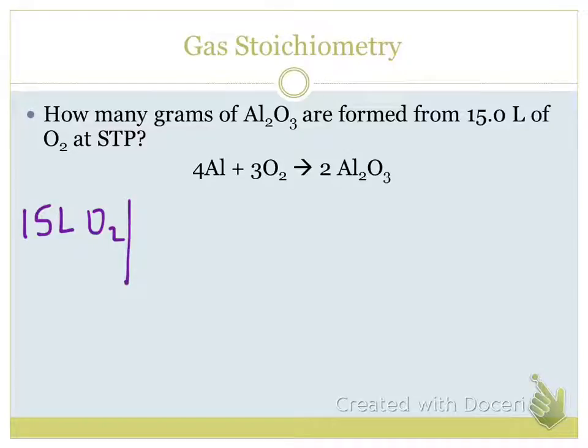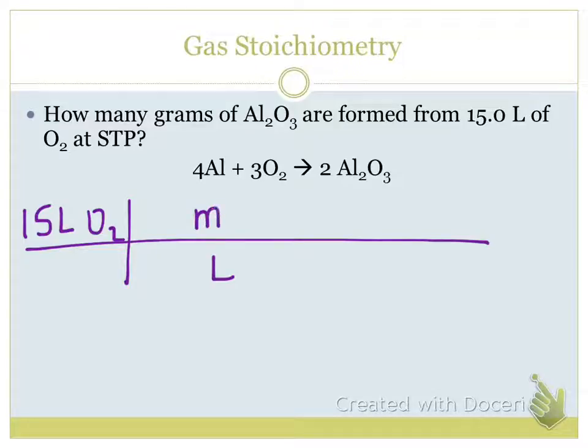15 liters of oxygen. If I want to get rid of liters, what do I have to go to? Moles, right? Moles always gets the 1. And how many liters are in every mole at STP? 22.4. And does it matter what type of gas or what molecule we're using right here? The conversion factor is always the same at STP. Every single gas has 22.4 liters equals 1 mole.